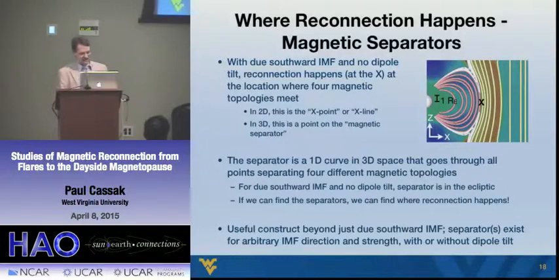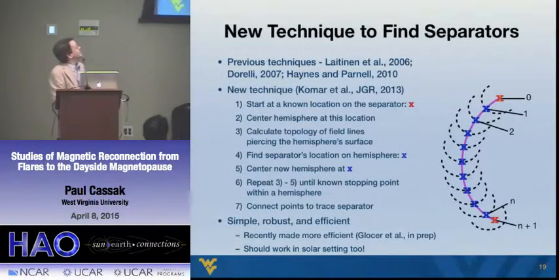Okay. My student, Colin Comar, just defended his thesis on this stuff two days ago, so it's pretty fresh. In 2013, he came up with an idea for how to find separators in global magnetospheric simulations. The idea is that separators end on magnetic nulls, where the magnetic field goes to zero, and people already knew how to find where magnetic nulls are in simulations. You put a hemisphere around it of some radius, and everywhere on that hemisphere, you ask, what is the topology of the magnetic field? Is it closed or open? Is it solar wind? You find the point on that surface where they all meet, and that's where the separator is going through that surface. So that's this point right there.